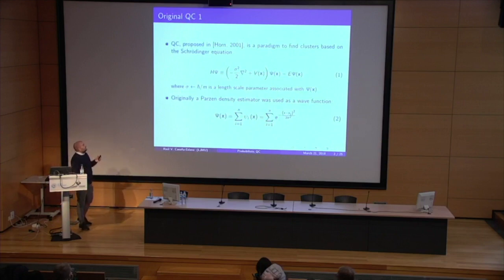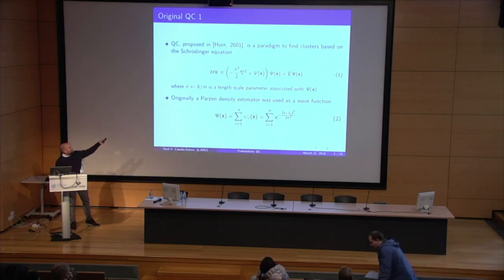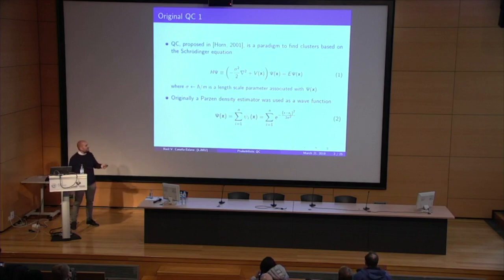Quantum clustering was proposed by David Horn in 2001. The idea is starting from the Hamiltonian, the Schrödinger equation, the time-independent equation, and it's like an inspiration because it's not exactly the Schrödinger equation. Here we can see that sigma is not the physical constant, and it's a length scale parameter associated with the wave function.